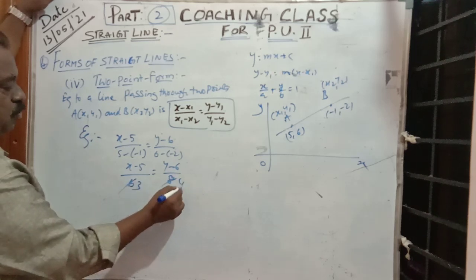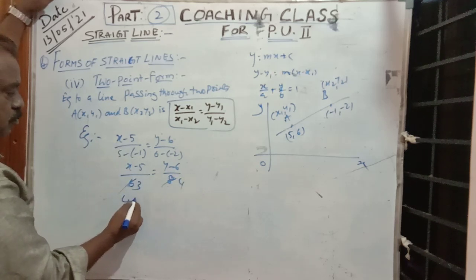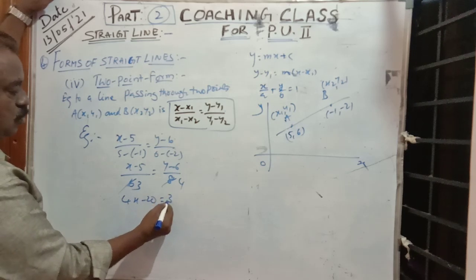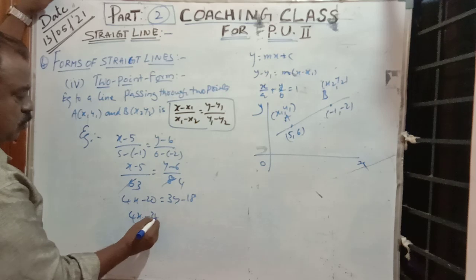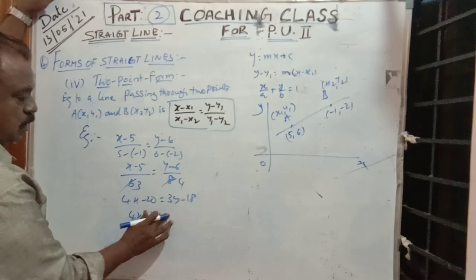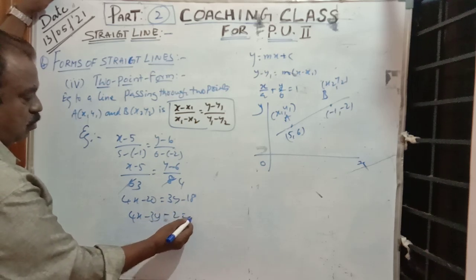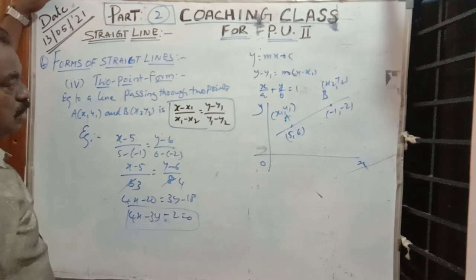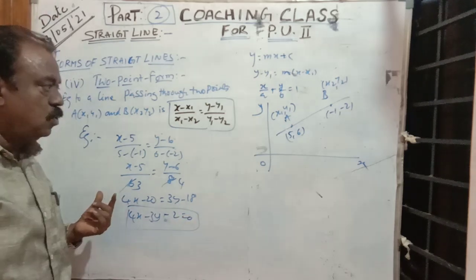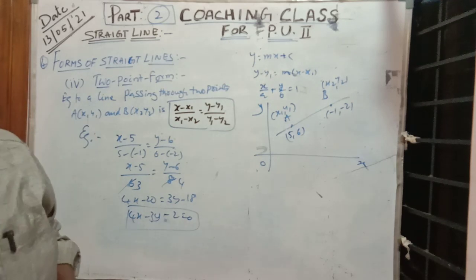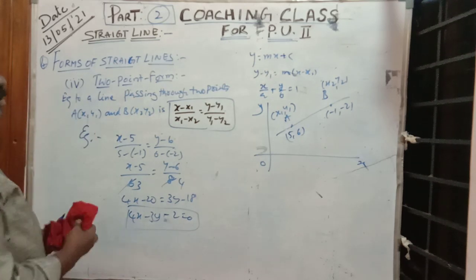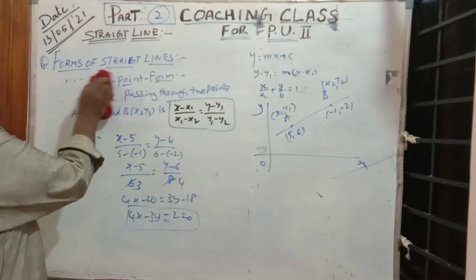Simplifying, this is 4x minus 20 is equal to 3y minus 18. So 4x minus 3y minus 2 is equal to 0. So this is the equation of a line passing through 2 points. So 4 forms are done. Next, we will go to the fifth one.